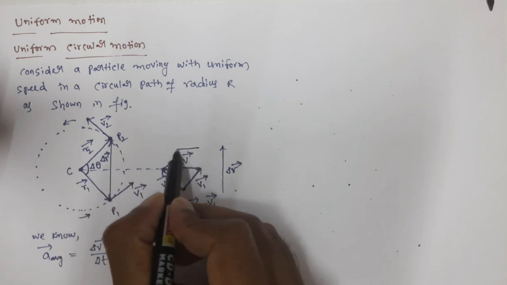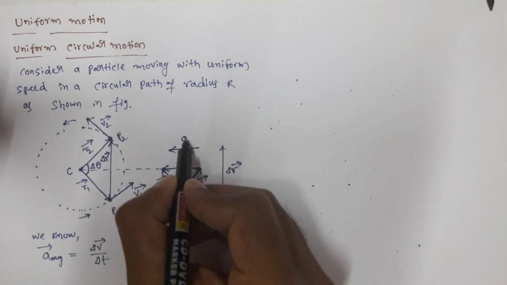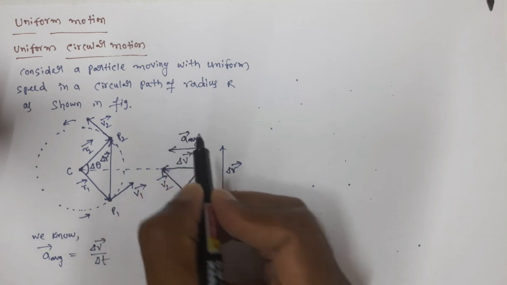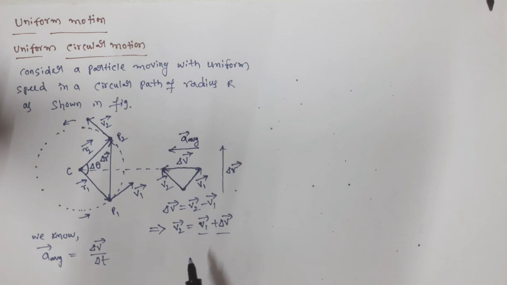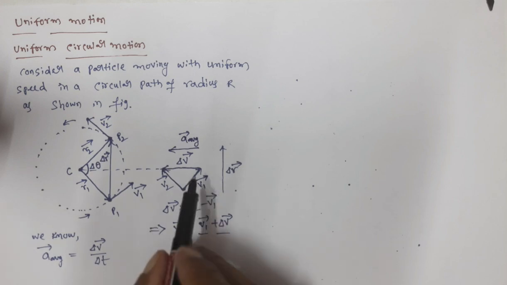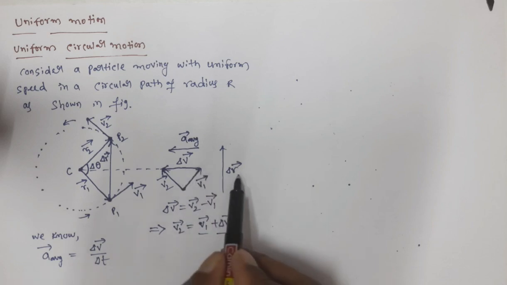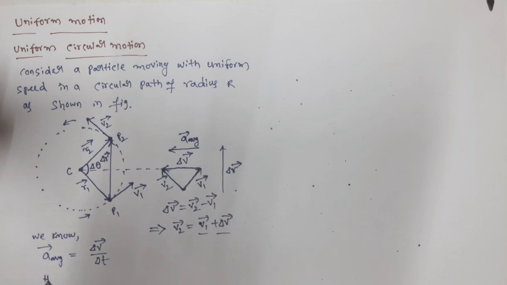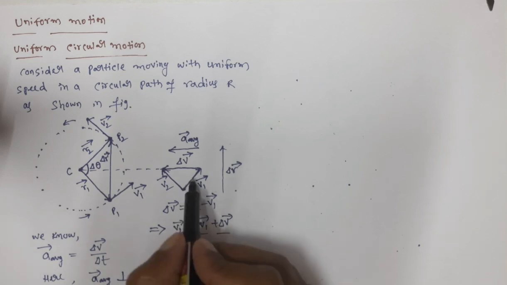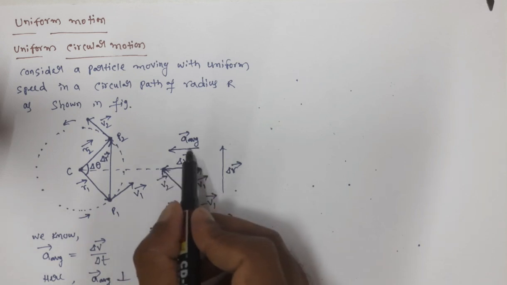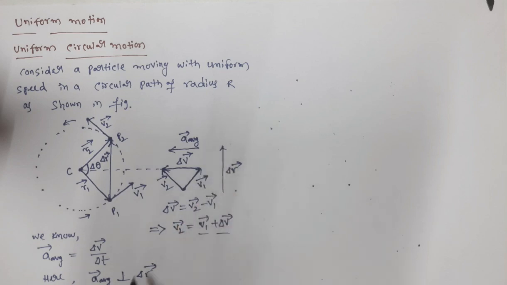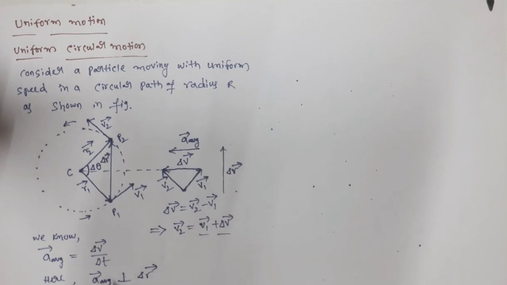So the average acceleration vector is also pointing towards the center. And how are these two, average acceleration vector and delta R bar, clearly from the figure? Here A average is perpendicular to delta R bar. See, delta V bar is on this side, average acceleration vector is on this side, delta R bar is on this side. So the average acceleration vector is perpendicular to the displacement vector.